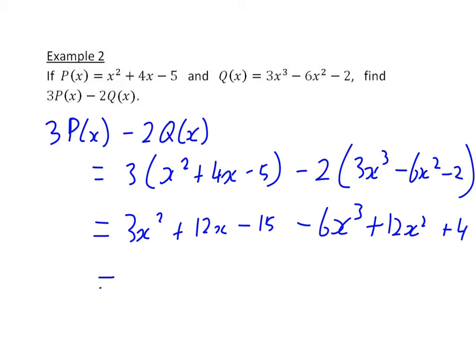And now collect like terms. We usually go in order from the largest polynomial first, so that'll be our x cubed term, negative 6x cubed. Then our x squared terms, we have a positive 3x squared and a positive 12x squared, gives us a 15x squared. Our linear terms, positive 12x is the only linear term there. And then our constant terms, negative 15 plus 4 is negative 11.